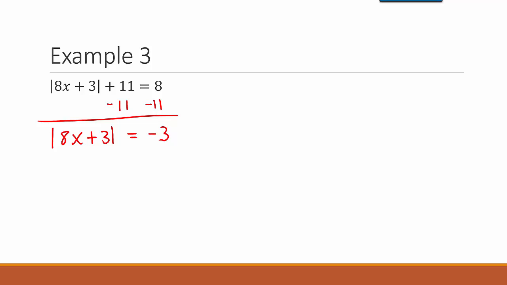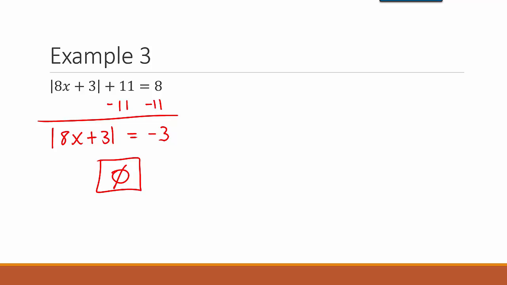Step 2 said to, once you've isolated that absolute value symbol, check to see if it's a valid equation. Remember, when I take the absolute value of something, I have to get 0 or a number greater than 0. I cannot get a negative number. So I can't take the absolute value of 8x plus 3 and it equal a negative number. There's nothing I can take the absolute value of that would give me the result of a negative number. Therefore, my answer here is no solution.